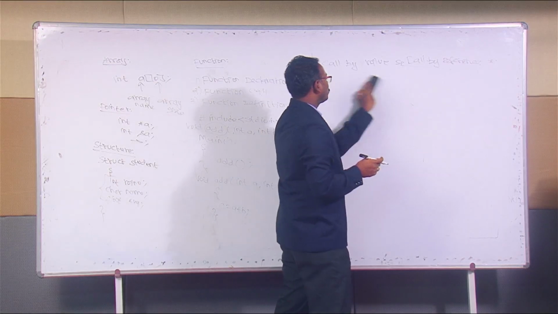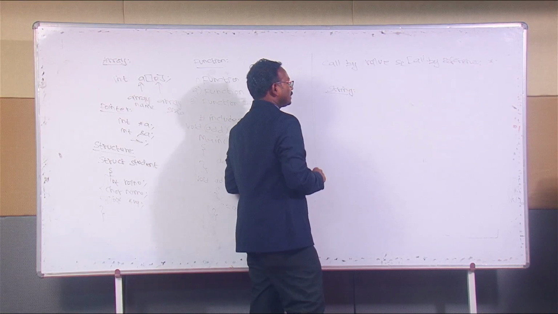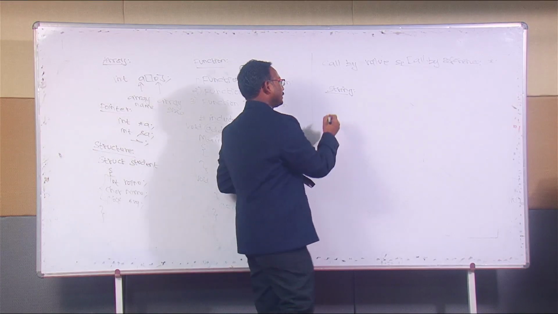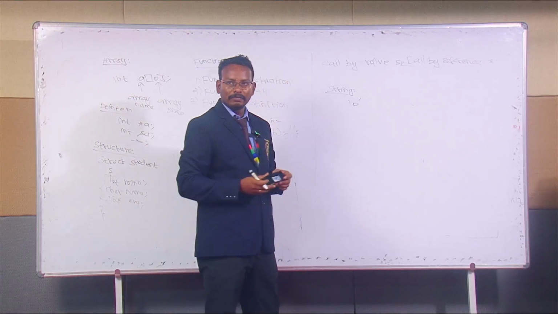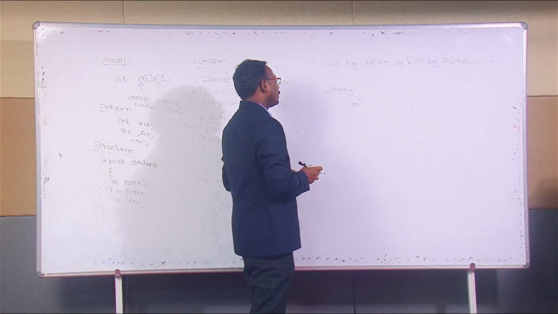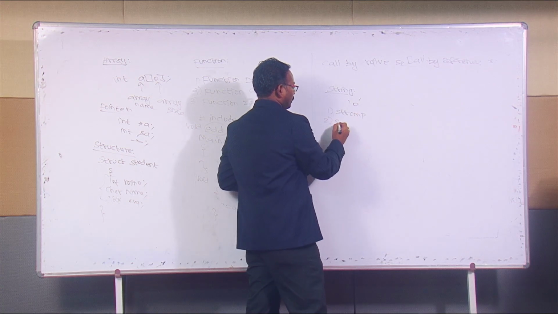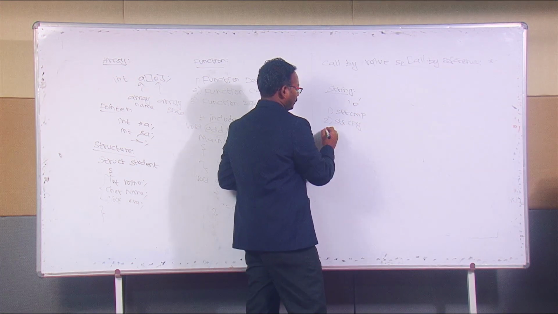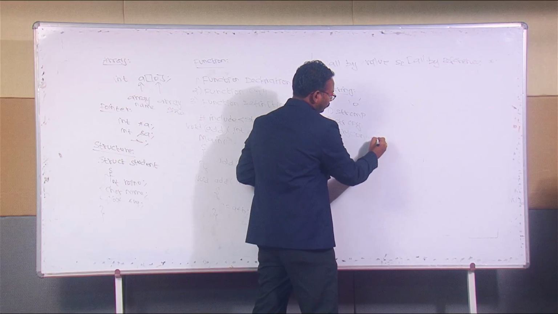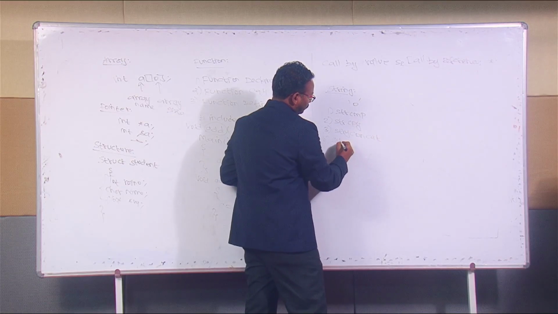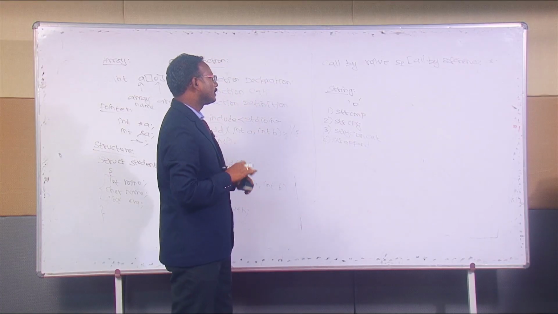Next will be string. What is a string? A string is nothing but a group of characters that ends with the null character, backslash zero. That is a string. Various operations are used with strings: string compare, string copy, string concat, and string append. These are the various operations used with strings.